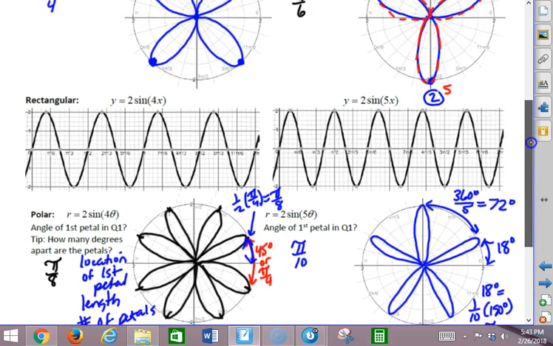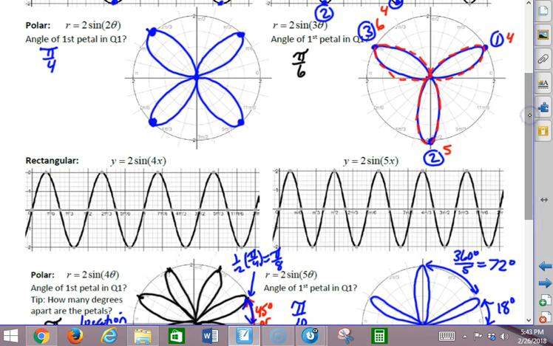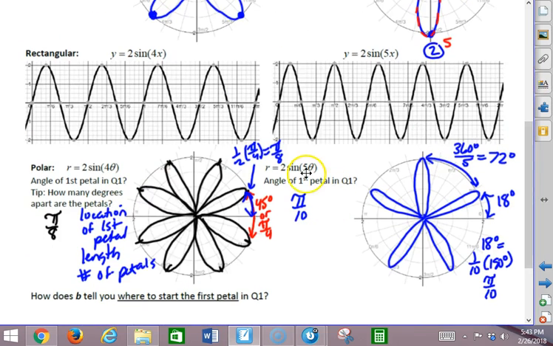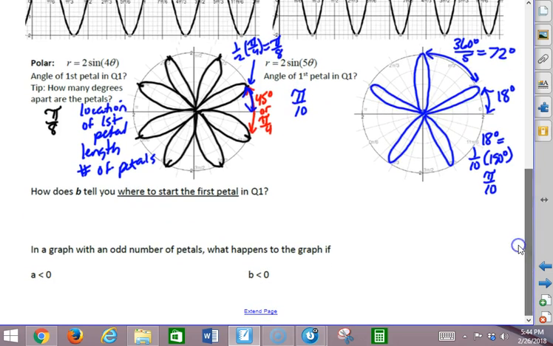So let's look and see if we see a pattern here. When b is 2, we have pi over 4. When b is 3, we have pi over 6. When b is 4, this is pi over 8. When b is 5, we have pi over 10. So it looks like, in general, that we have the location of the first petal.